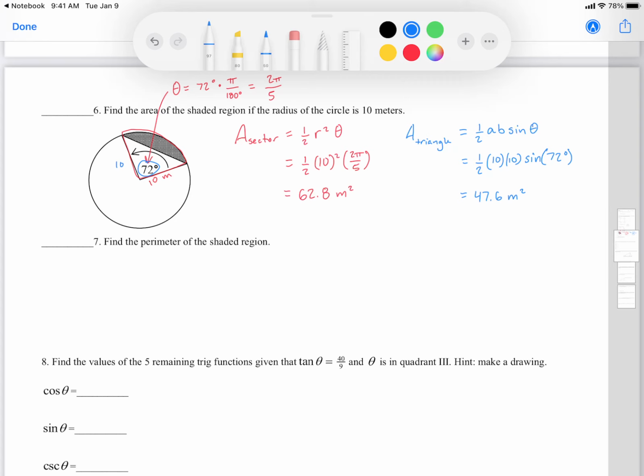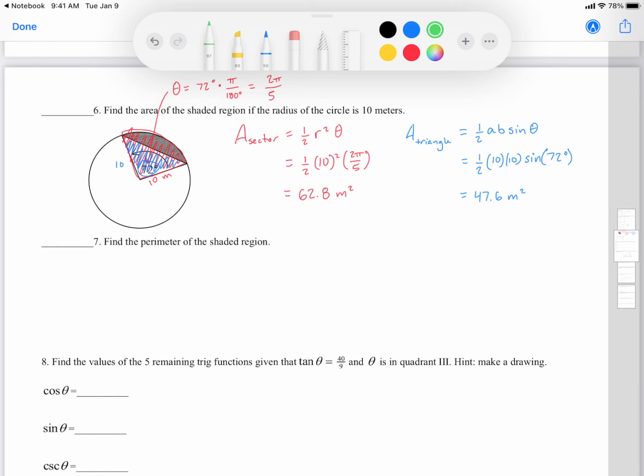All right, and then the last thing we're going to do: the sector area is this entire thing, and then we need to subtract the area of the triangle, and what's left over will be this gray shaded region that we want.